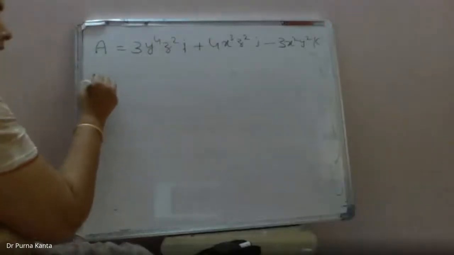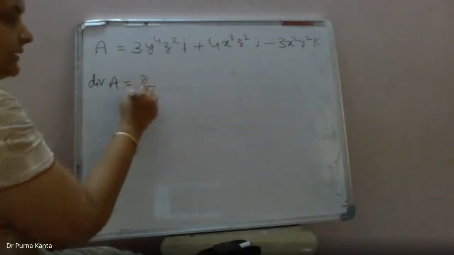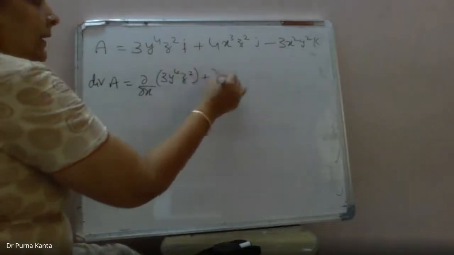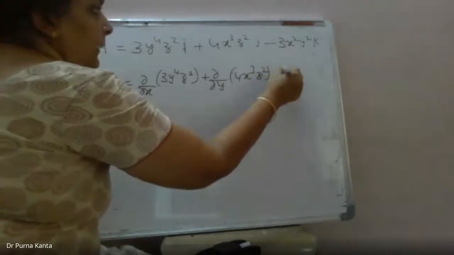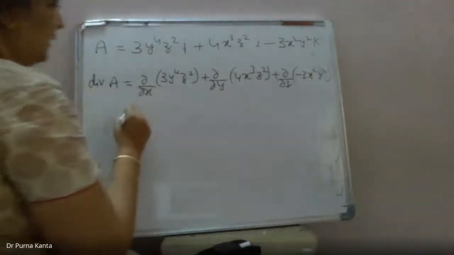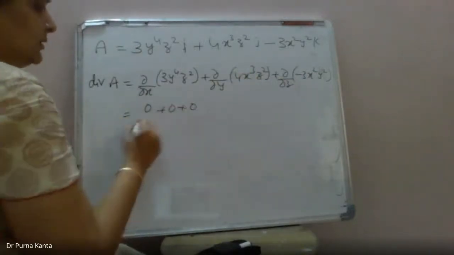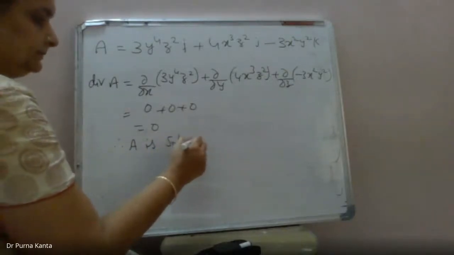Yes, ma'am. Calculate the divergence of a. How do you remember divergence of a? Simply: dou by dou x of i component, dou by dou y of j component, dou by dou z of k component. There is no x function here, no y here, no z here, so the value is equal to 0. Therefore a is solenoidal.